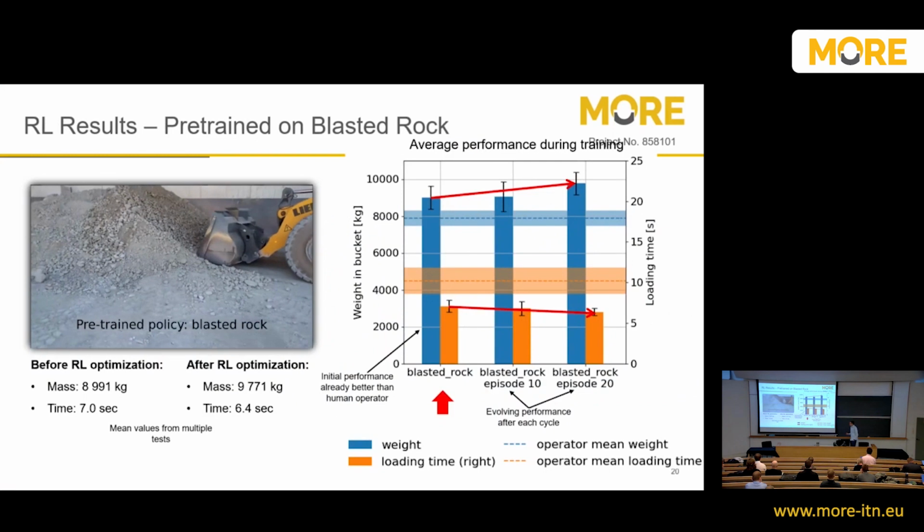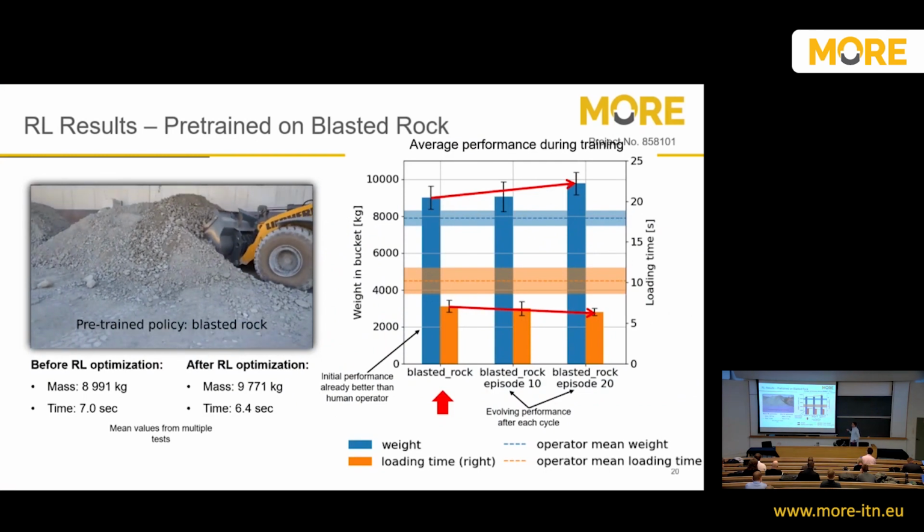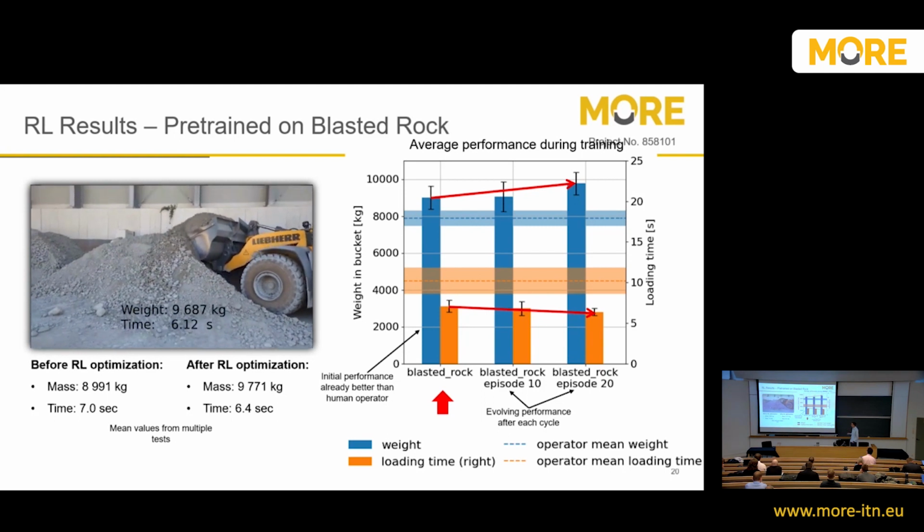So these are some videos from the experiment. Here we have the pre-trained version of the bucket filling. It's pre-trained on blasted rock, and here you can see that the pre-trained version was already better than human. But then, as we did here, 20 bucket fillings, so 20 episodes of reinforcement learning, we could increase the material by about 700 or so kilograms, and we could decrease the bucket filling time by 0.6 seconds.